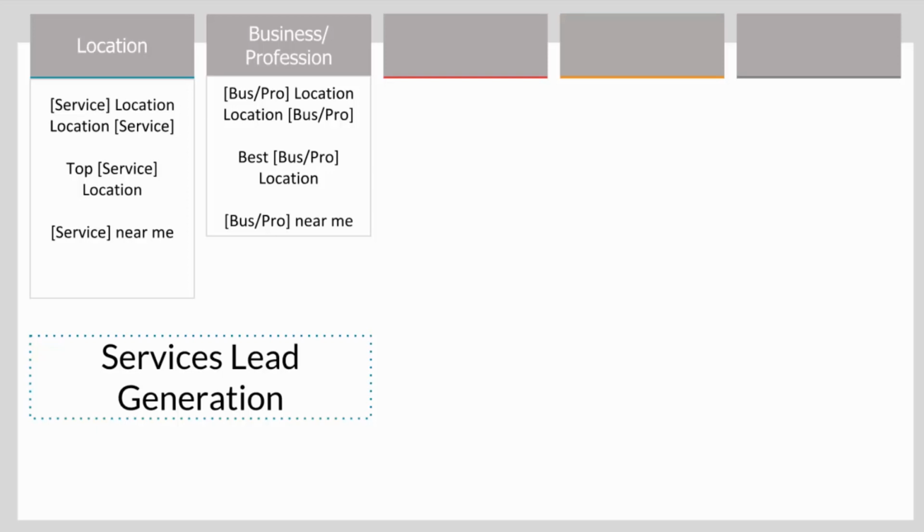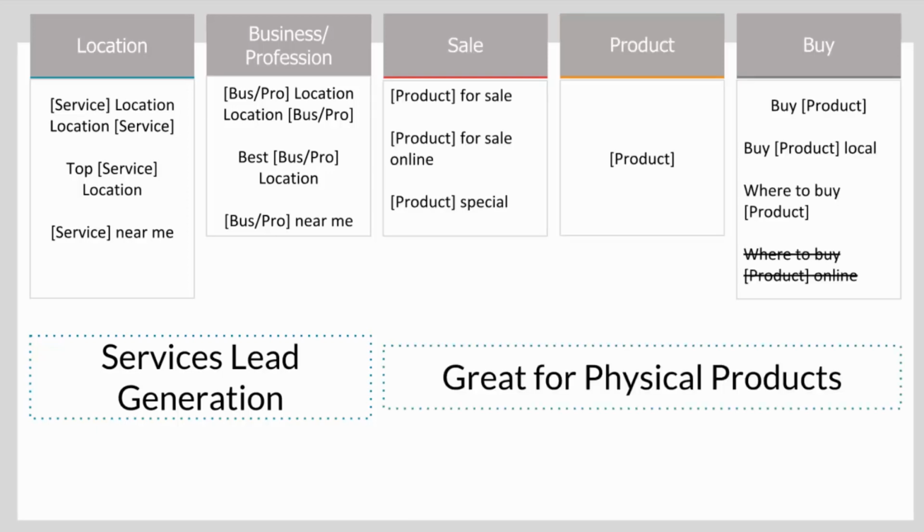So the first is if your services, or you're trying to do lead generation, essentially you can have the name of your service and then the location. Of course, the next one is we switch, or you could say top service location or service near me. For business and profession, we essentially do the same thing, except we just call out what type of business or professional we are.